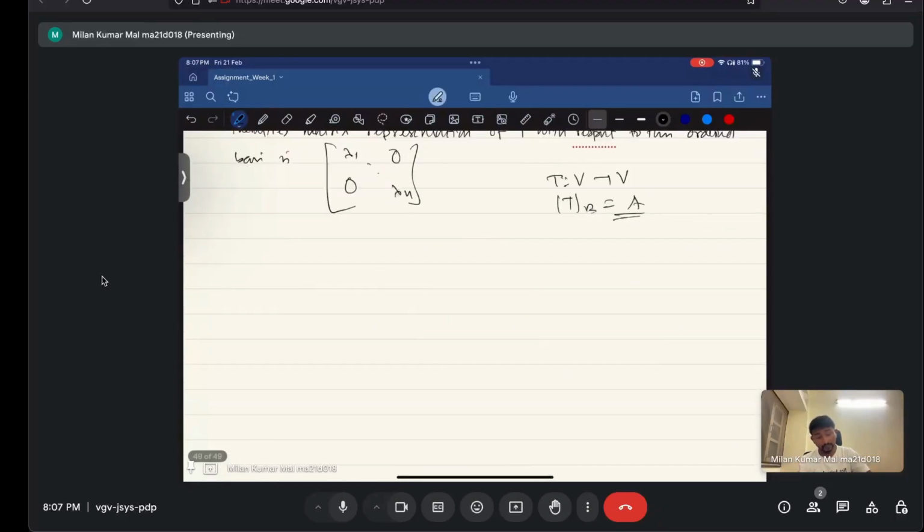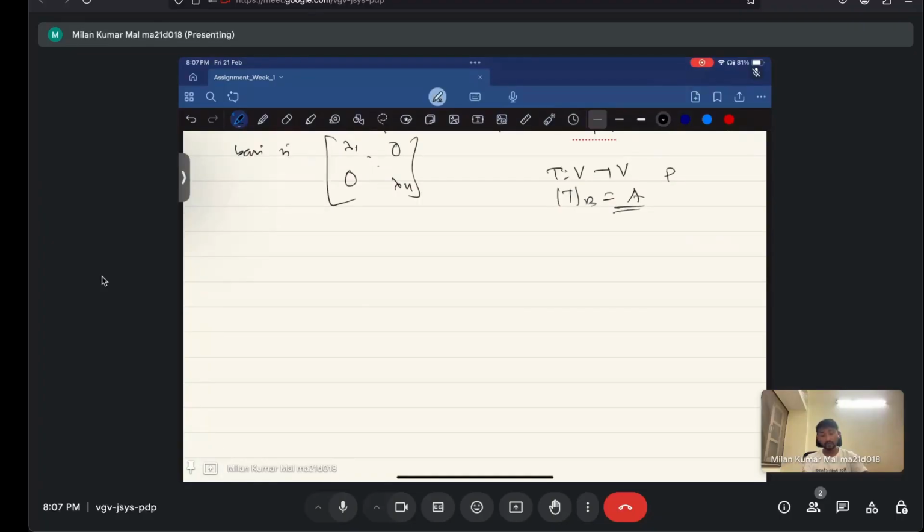So in that case, suppose beta dash is the ordered basis consisting of eigenvectors. There must be a matrix P of order n by n which is invertible and which is the basis change matrix. So the matrix representation of T in beta dash will be P inverse T_B P. So that means this will be diagonal, that is, P inverse A P is diagonal. So these two facts are similar.